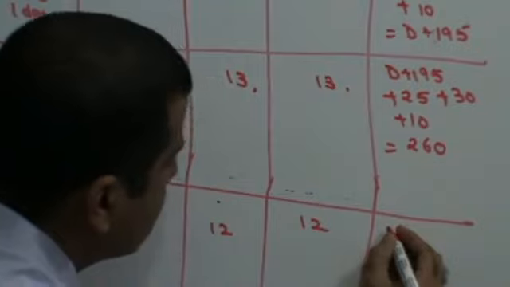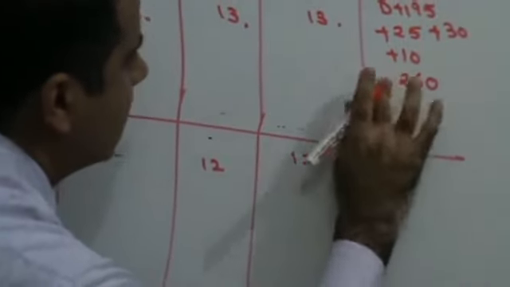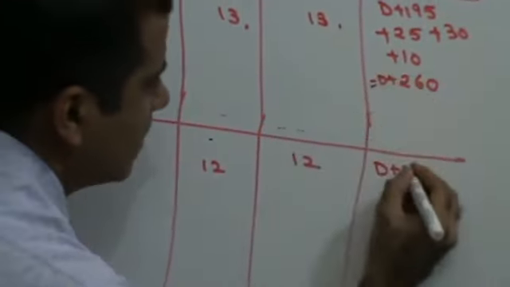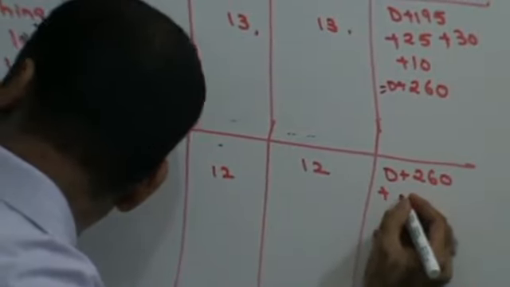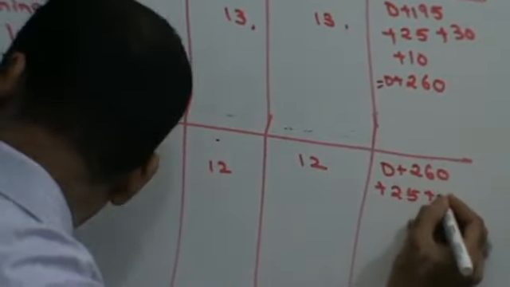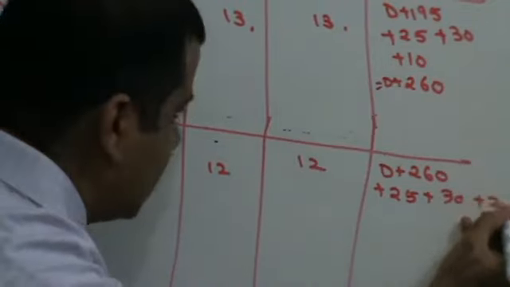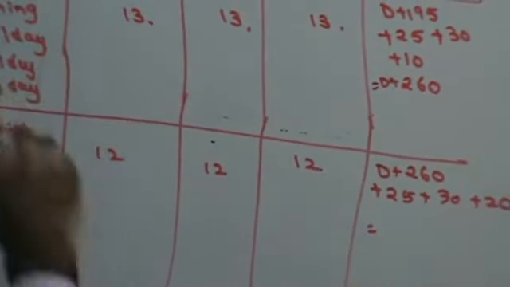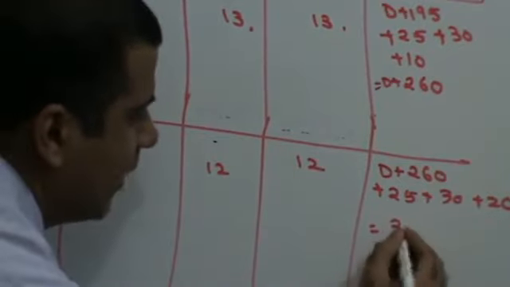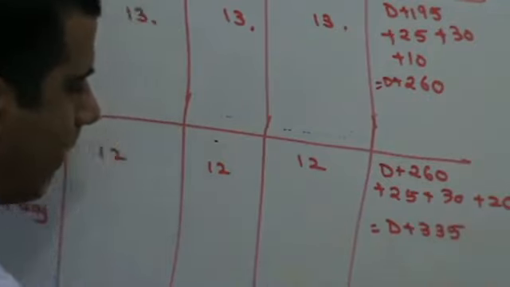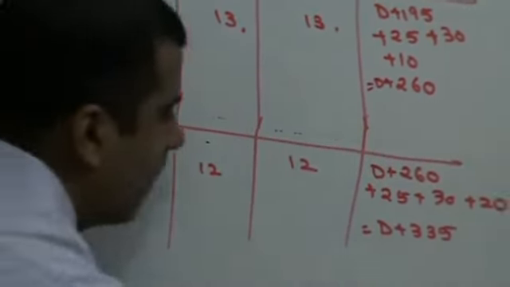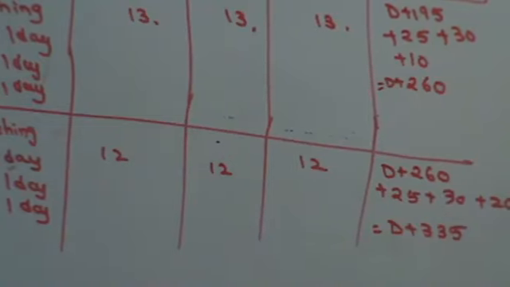Now in that case, this is going to be D plus 260. How much is that? First of all, B 25 plus C 30 plus A 20. Someone do this. This is 310. 335. D plus 335. Right? So I've finished crashing all my activities of critical path.